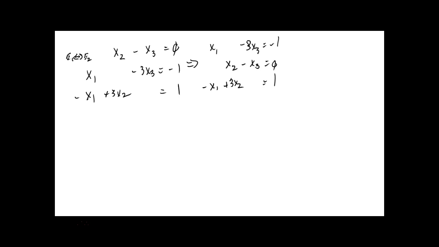So let's do that. We'll add row 1 to row 3, or equation 1 to equation 3. So we keep equation 1 the same, which is x sub 1 minus 3x3 is equal to minus 1. We'll keep equation 2 the same. x sub 2 minus x sub 3 is equal to 0. And we will add those two together to give us our new equation 3. So what does that give us?